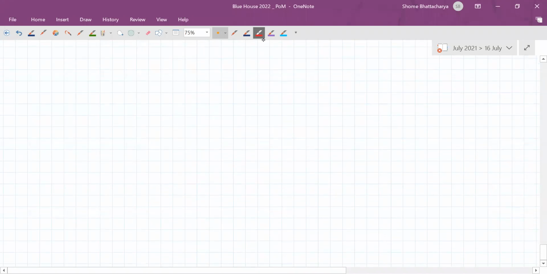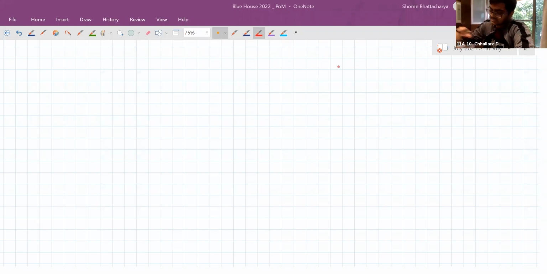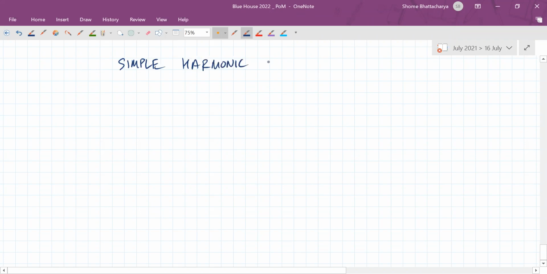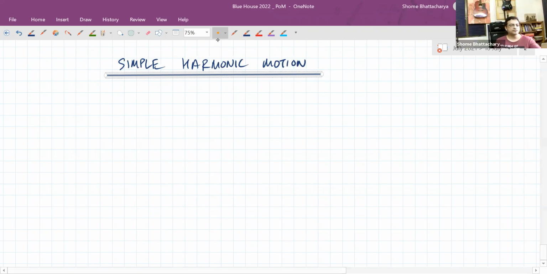So we can take an introduction into SHM today. Actually, we have half an hour of time, so let's start with our next chapter, which is simple harmonic motion. Before we get into simple harmonic motion, which is a specific type of oscillation, let's first discuss a little bit of general classification of motions on the basis of periodicity.